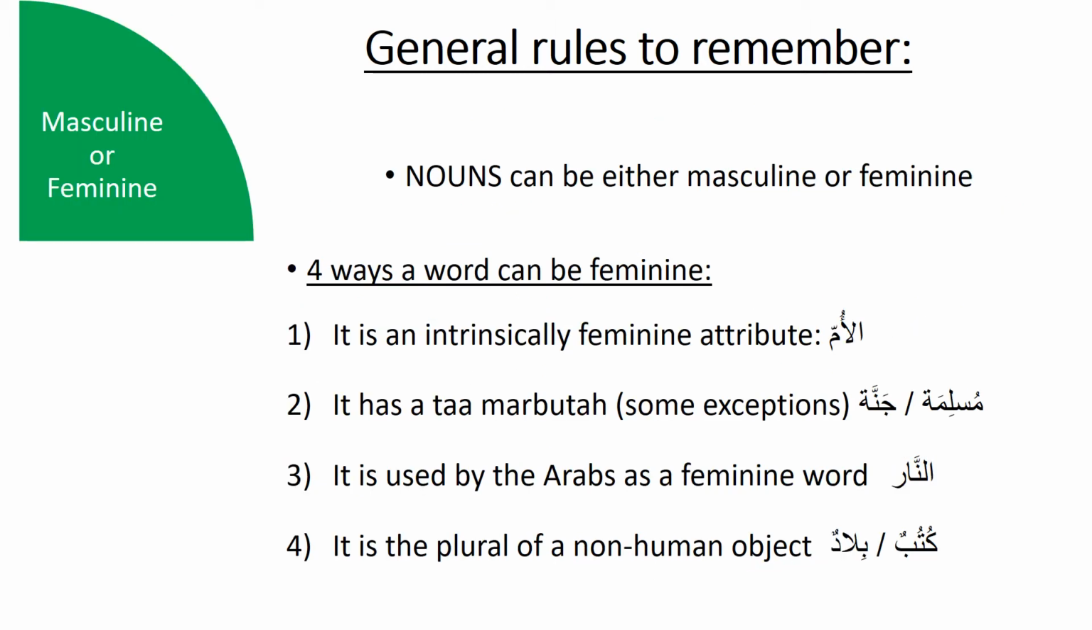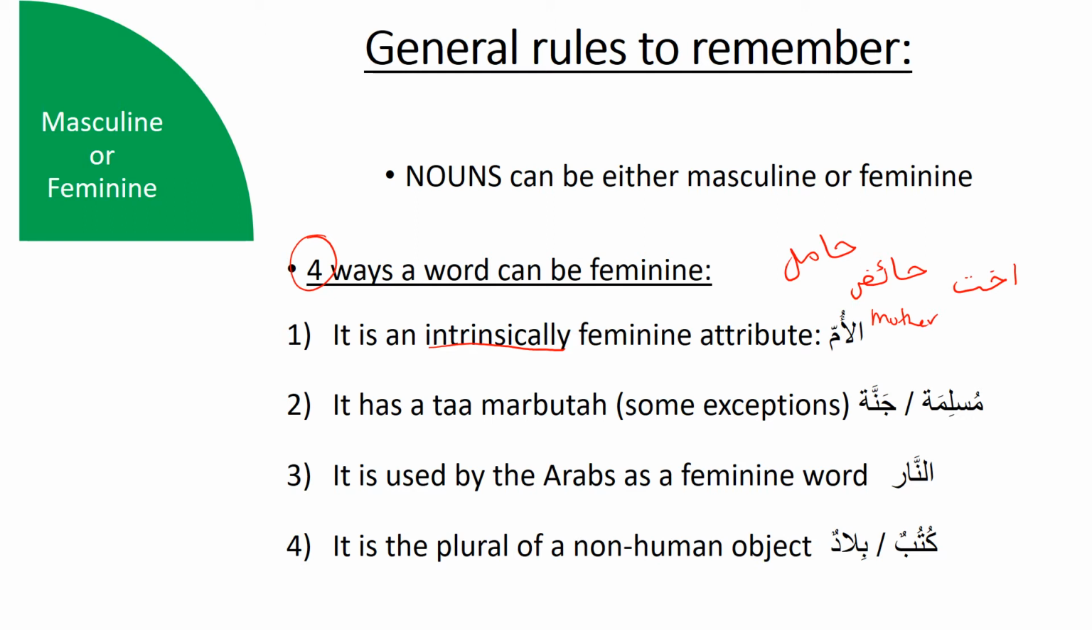So about masculine and feminine words, we know that nouns can be either masculine or feminine, and we have actually learnt 4 ways a word can be feminine. By now we have learnt 4 ways. Number 1 is that it is an intrinsically feminine attribute. For example, al-ummu means mother, as we know. Ukhtun means sister. Ha'idun means menstruating woman. Hamilun means pregnant. So, these are all feminine attributes and things that only happen to females.